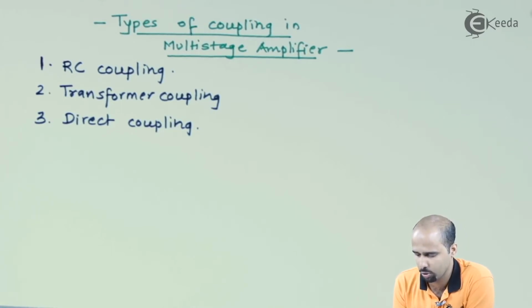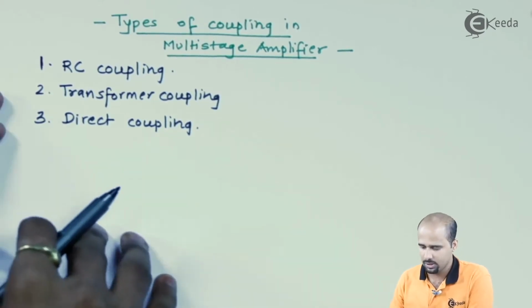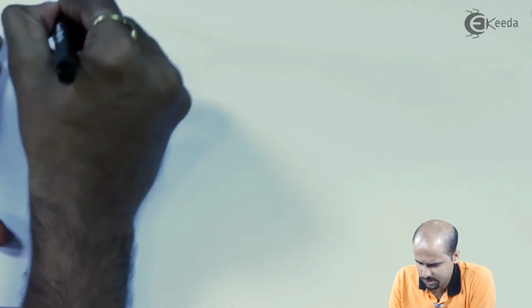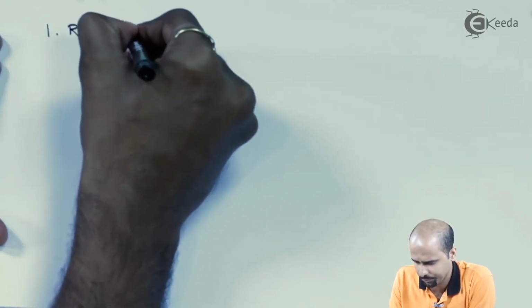If we look at these types, in RC coupling, through resistances and capacitors, we will join the output of the first stage to the input of the second stage and so on. In transformer coupling, we will make use of a transformer to join the output of the first stage to the input of the second stage. And in direct coupling, the word direct tells you that the output of the first stage is directly connected to the input of the second stage. So we will learn RC coupling, transformer coupling and direct coupling one by one. First is RC coupling.